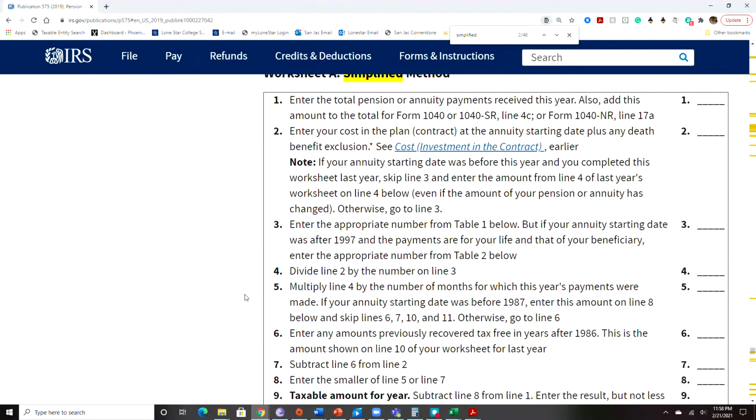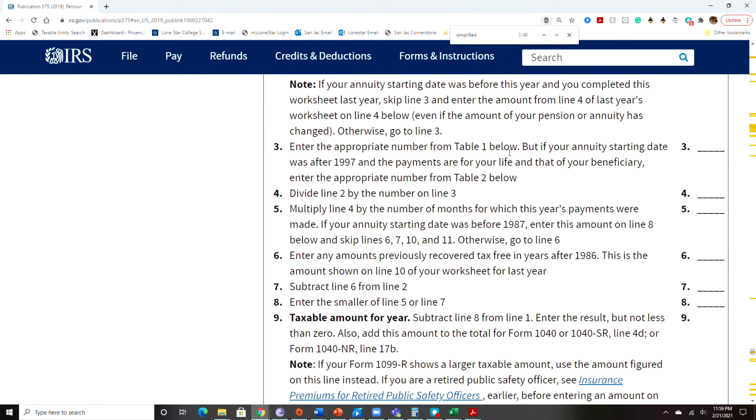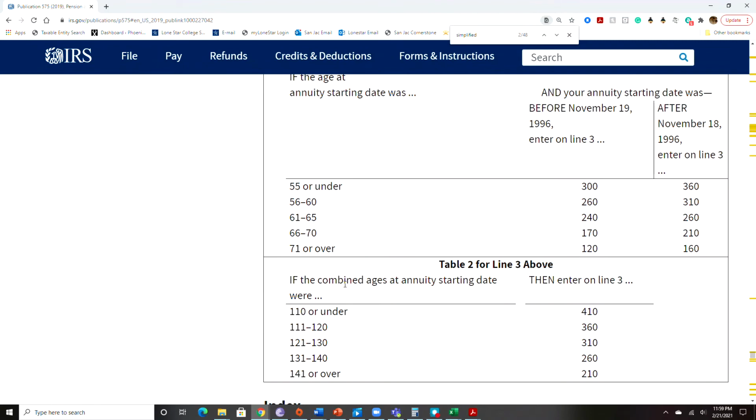So this is the neat little thing I always love about taxes: even though you're getting the understanding, you can actually find these worksheets on the IRS site and basically read step by step. And it does go through step by step on any item. So this one actually tells you to enter the total pension or annuity payment received this year, and it even tells you where you can find it. Enter the cost of the plan or the annuity. Enter the appropriate number from Table 1 below, and there's Table 1 and Table 2.